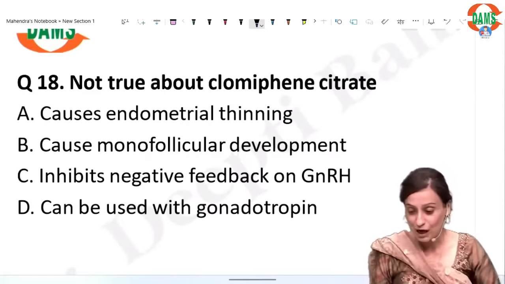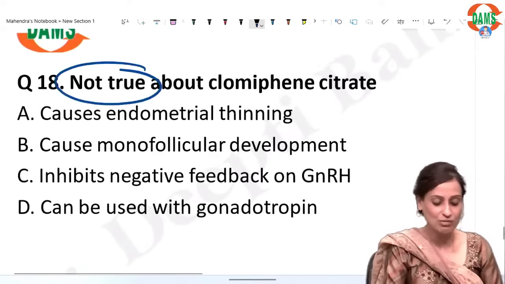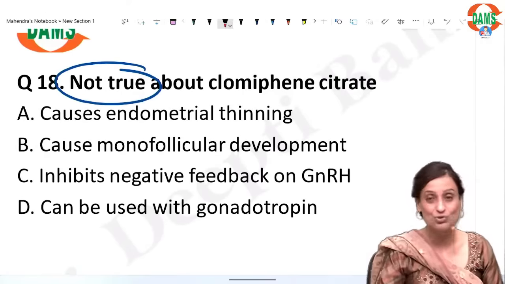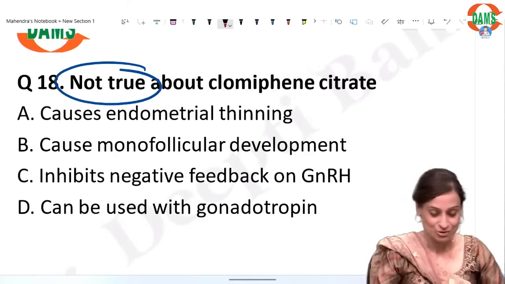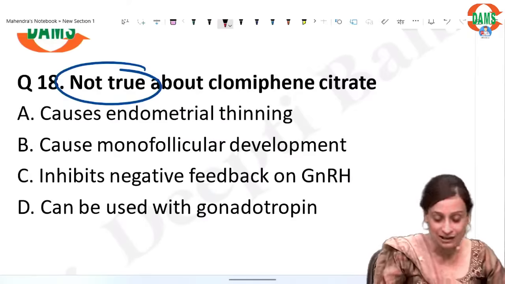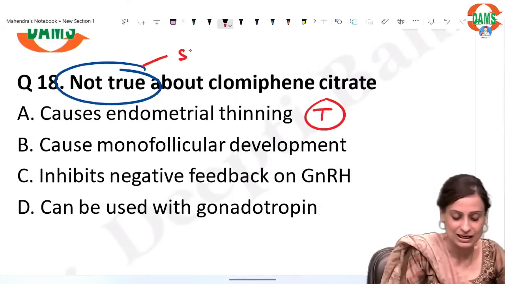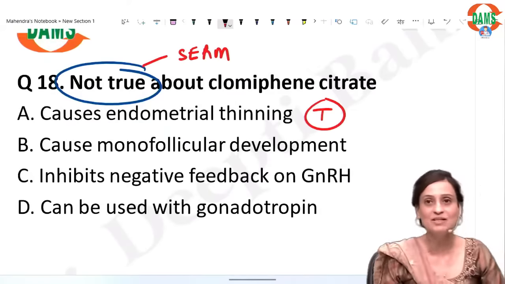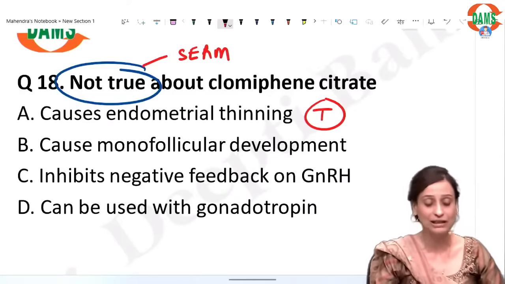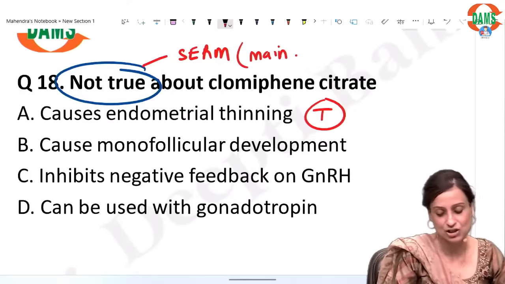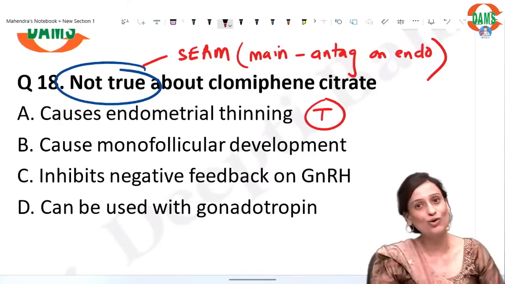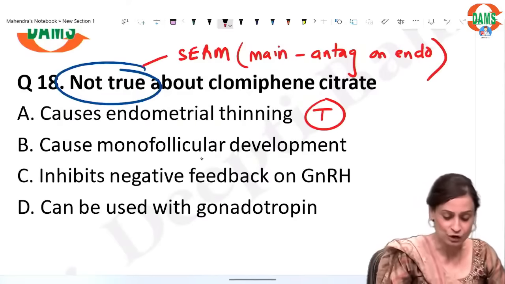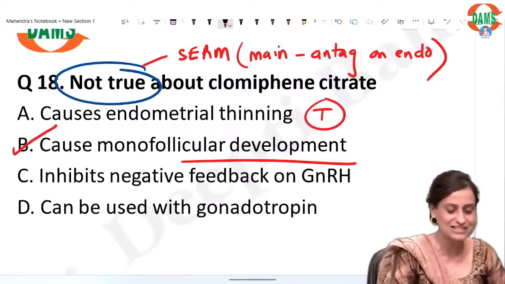So not true about clomiphene citrate. You have to mark not true. I'm going to give you 2 seconds and then I start discussion. Yes. So not true. Does it cause endometrial thinning? Yes. Because although it is a SERM, selective estrogen receptor modulator, the main action on endometrium is as an antagonist. So on the endometrium, it works as an antagonist and it causes endometrial thinning. Causes monofollicular development. That is the answer.